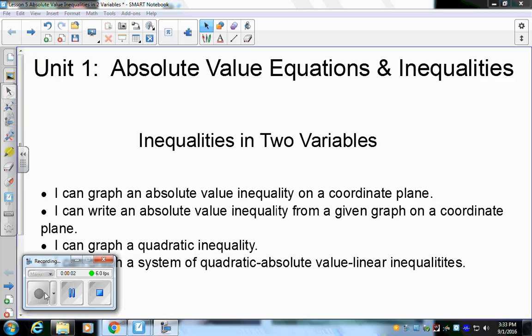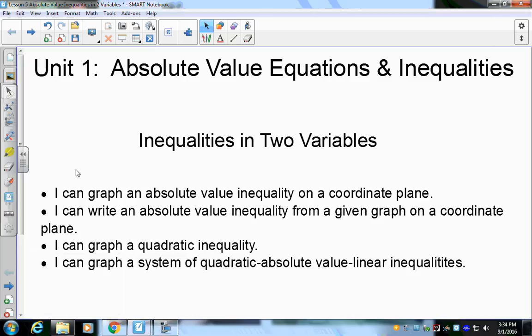This is Unit 1, Lesson 5, Absolute Value Equations and Inequalities. Today we're going to be looking at graphing inequalities in two variables, meaning we're going to graph our inequalities on a coordinate plane and shade from there, as opposed to a single variable number line. By the end, you should be able to graph an absolute value inequality on a coordinate plane.